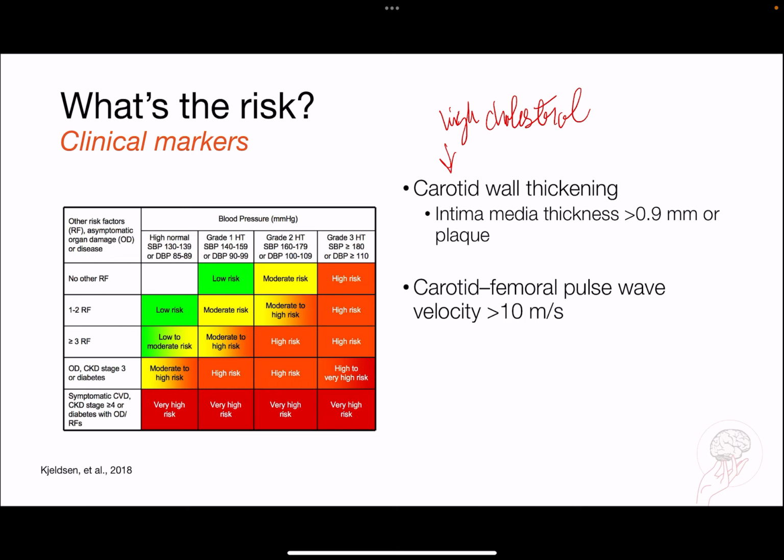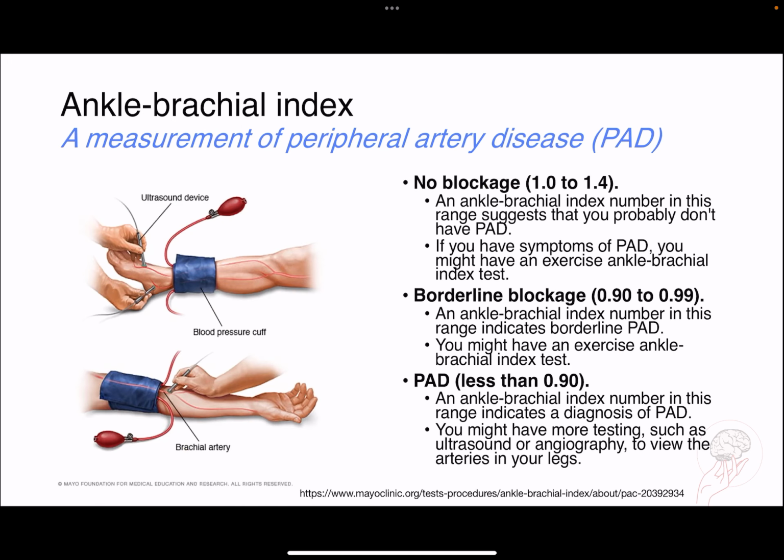And then we will often see carotid femoral pulse wave velocity elevated. The ankle to brachial index will be low. You may not have heard of the ankle brachial index, but it is a measurement of peripheral artery disease, and it sounds like what it is.